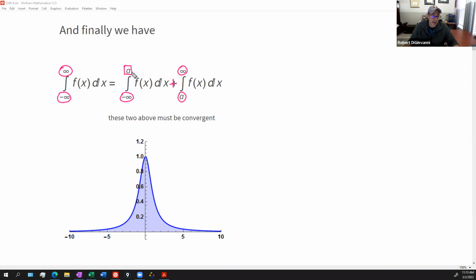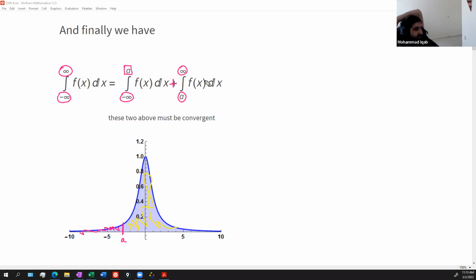Now, the a that you pick can be anywhere. So you could pick an a right here. And what we're saying is we're going to figure out the area of this region here, and then we're going to figure out the area of this region to the right forever. That's what this is saying.